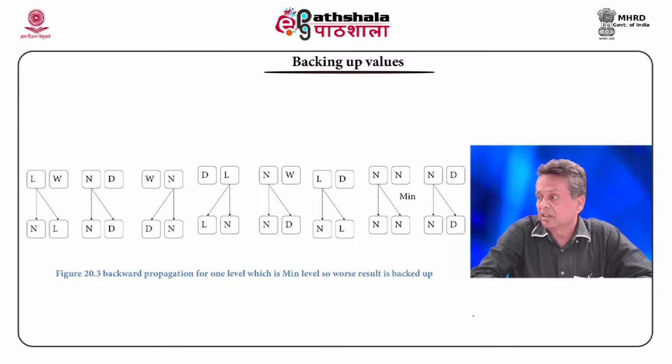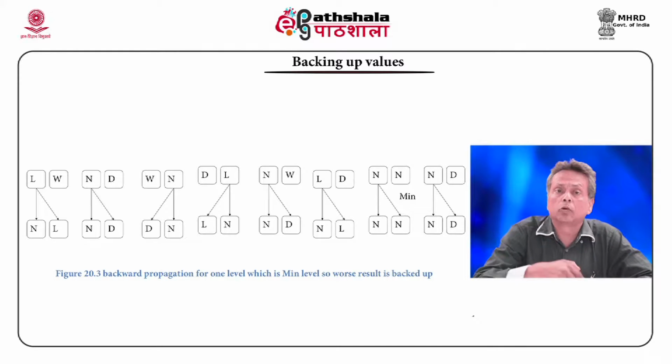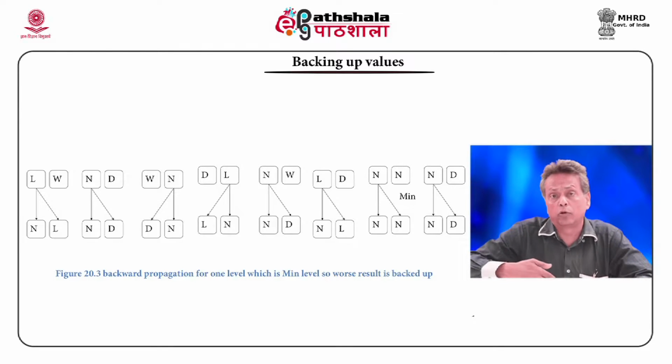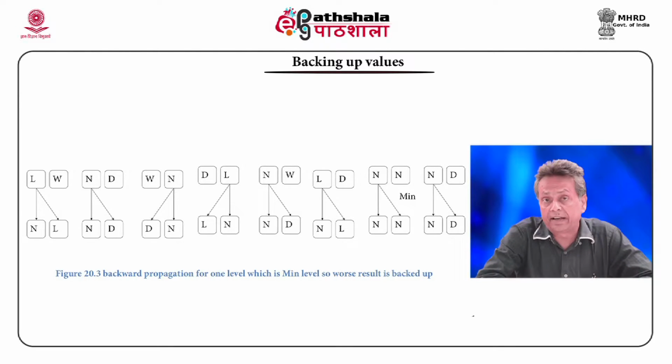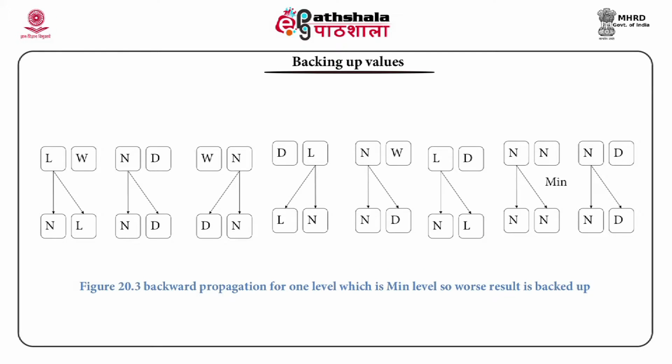L. Okay. The next one is N and D. So who will choose it? Again the opponent. The opponent would like to go further, because a draw is not all that important for it. It will go further and try to get L. So in the same way, D and N is the next combo, and N is what it chooses.